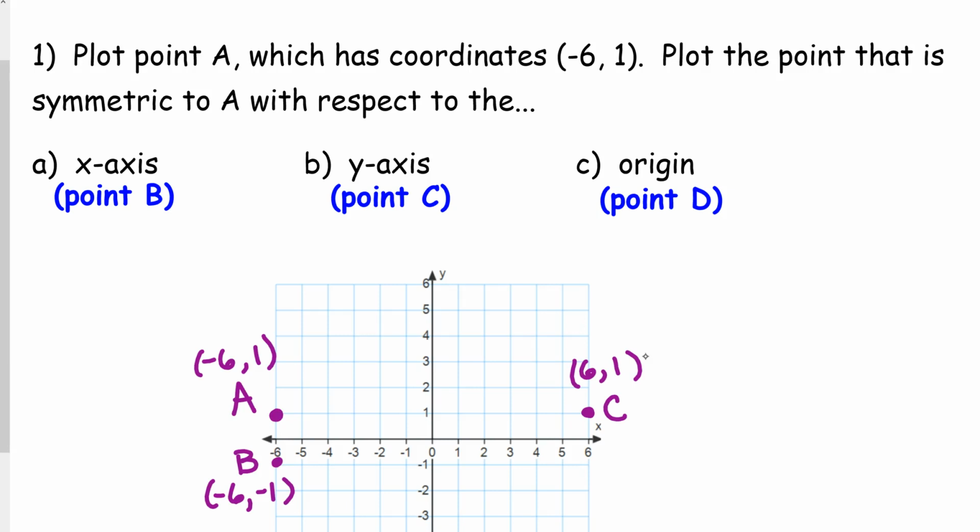And then for point D, we're going to reflect across the origin, or we're going to look for the point that has symmetry across the origin. And when you have origin symmetry, it means if you turned it 180 degrees, it would look like it looks now, or you reflect it across both axes. And so if we reflect point A across both axes, we get this point down here, which is point D, and the coordinates are 6, -1. So if you compare the coordinates of the original point to the coordinates of point D, you see we have the opposite x and the opposite y when we have origin symmetry.